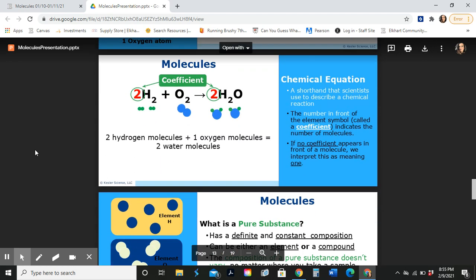The chemical equation is a shorthand that scientists use to describe a chemical reaction. The number in front of the element symbol, called the coefficient, indicates the number of molecules. If no coefficient appears in front of the molecule, we interpret this as meaning 1.